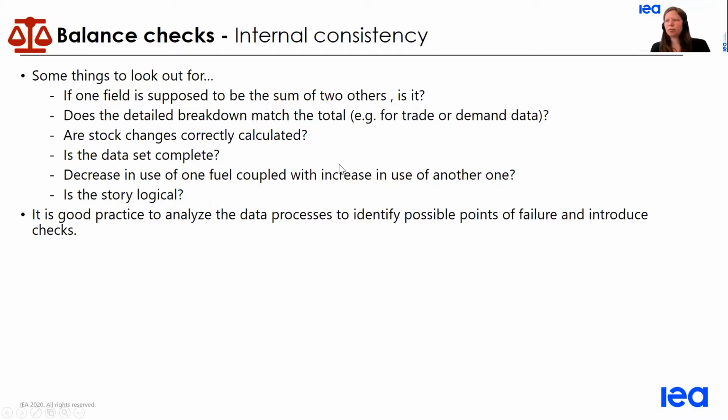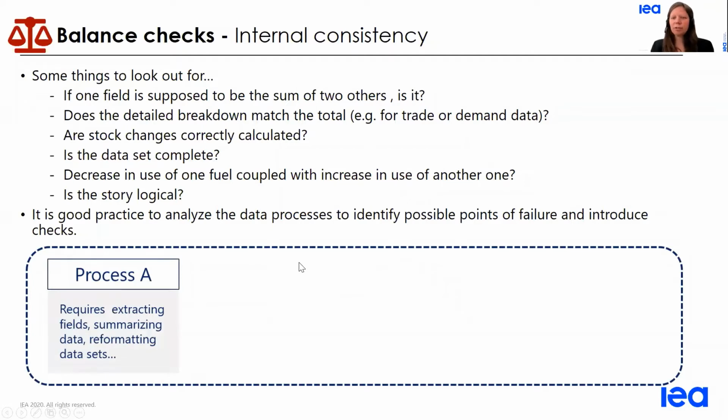Is the data set complete? When there is a decrease in use of one fuel, is there a coupling with an increase in use of another one, or another explanation like efficiency improvements? And finally, in general, is the story logical? For example, if you know that your country is a big coal producer, do you see that in the energy balance? And in general, it is good practice to analyze the data processes to identify possible points of failure and introduce checks.